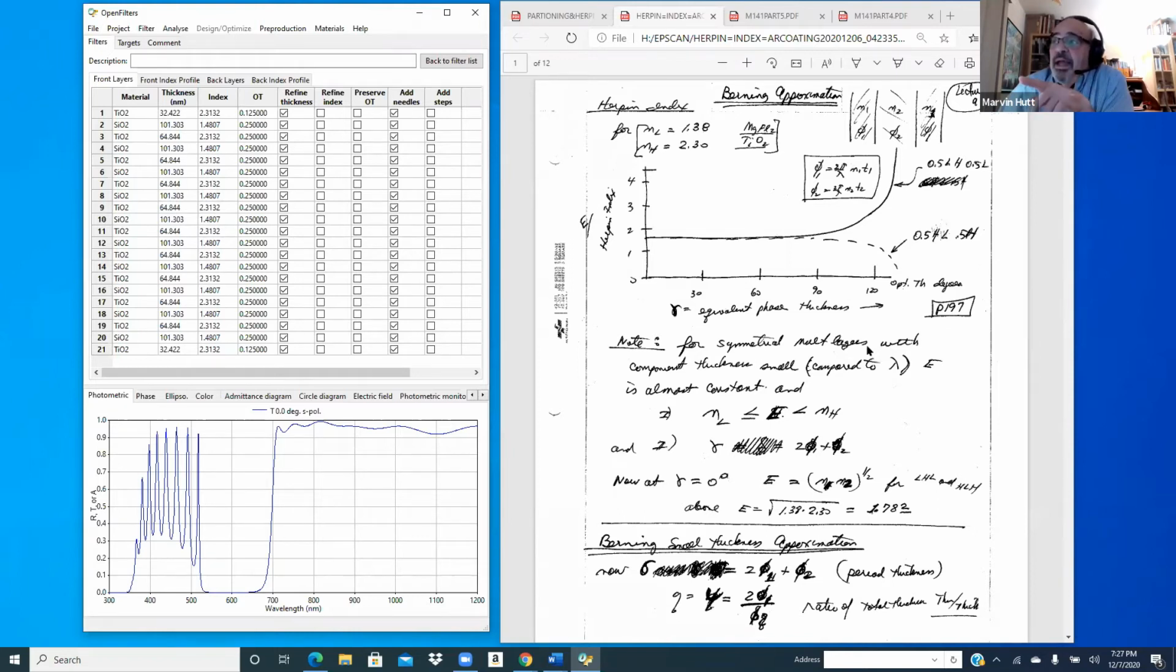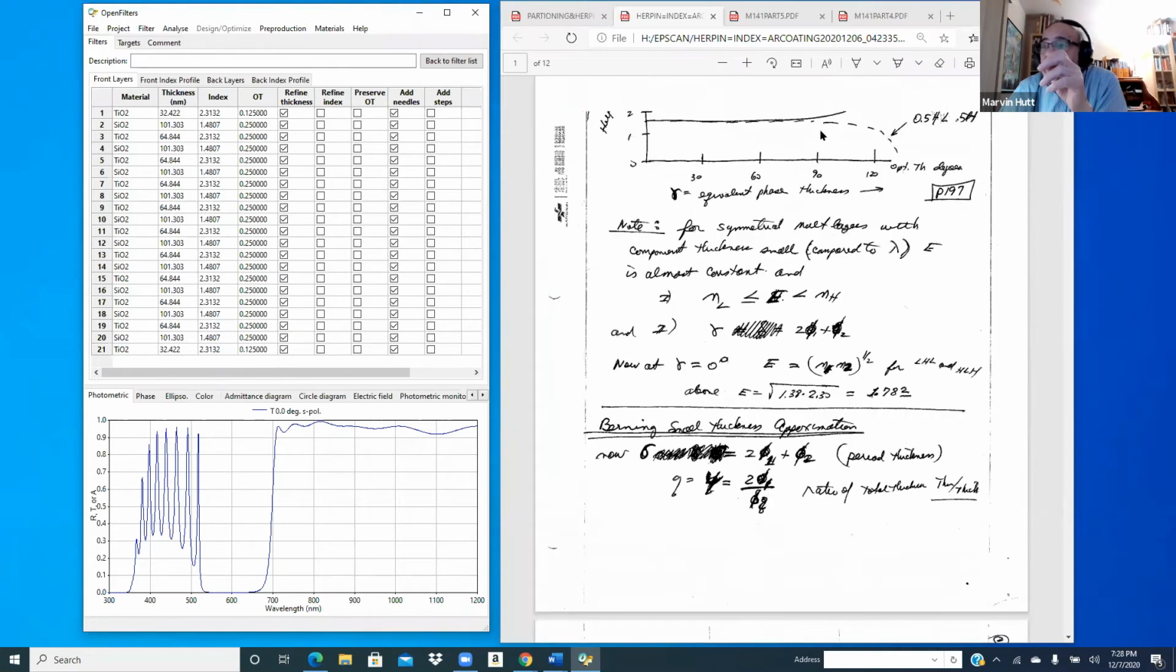Now, what we have here, he says, look, I've got 1.38 and 2.30. There's a reason for that. This is early in the game, and they just barely could produce TiO2 from an electron beam gun. Magnesium fluoride, of course, is a crystal evaporated from a crucible. It's easy enough to do, but he's got these two indices, 1.38 and 2.30. And his problem is he really wants to match this to the air.